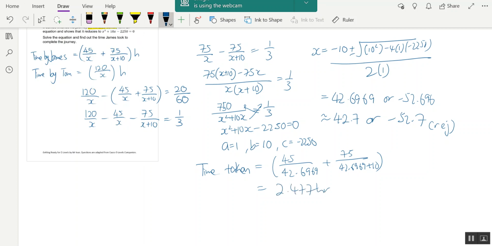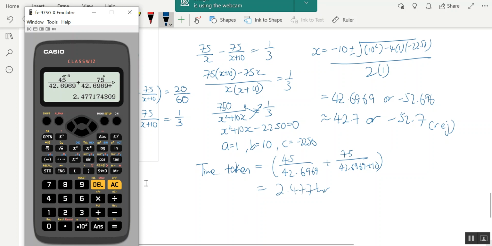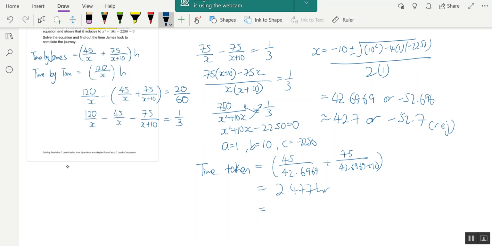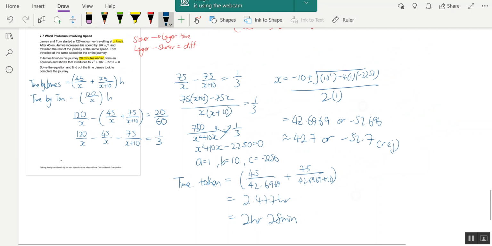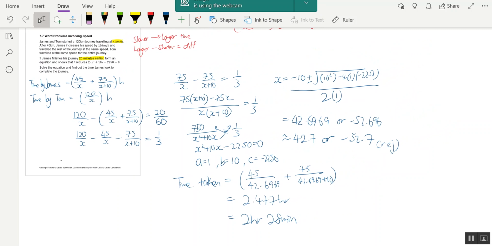Now if you want to leave it in hours and minutes, look at this button over here, beside here. You press this, you get the answer. It's 2 hours 28 minutes. Make sure you don't make mistakes for questions like this, because it can be worth quite a lot of marks.